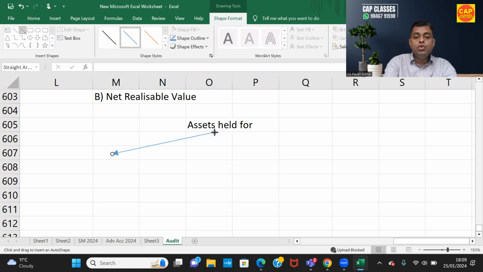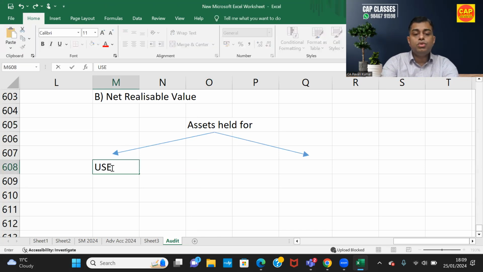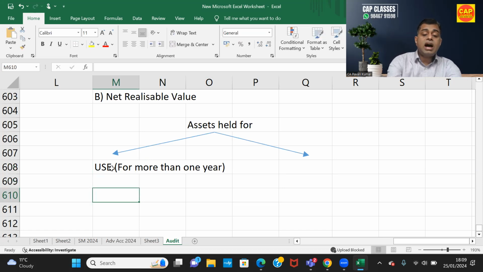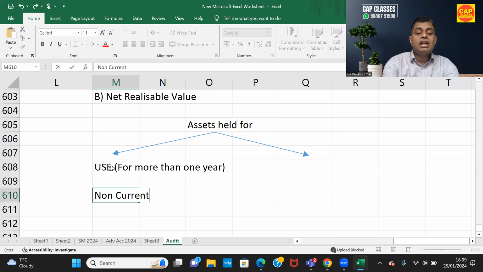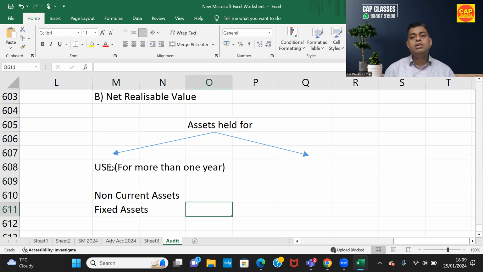One is use. Assets held for use, in brackets, for more than 12 months, for more than 1 year. So these are known as non-current assets or fixed assets. Assets held for use are non-current assets or fixed assets.